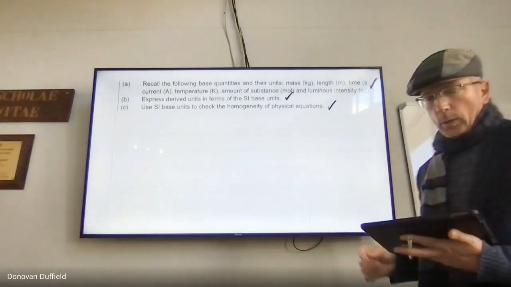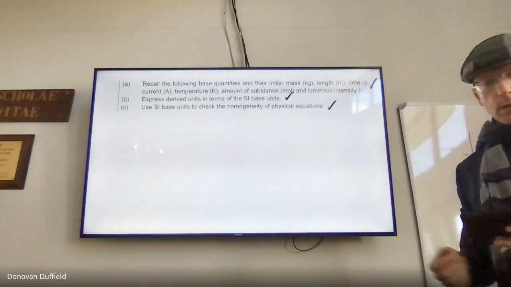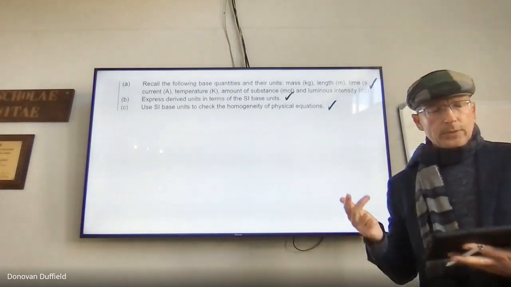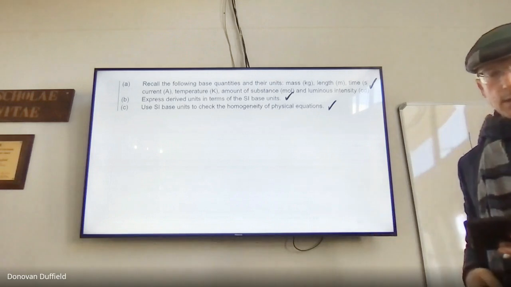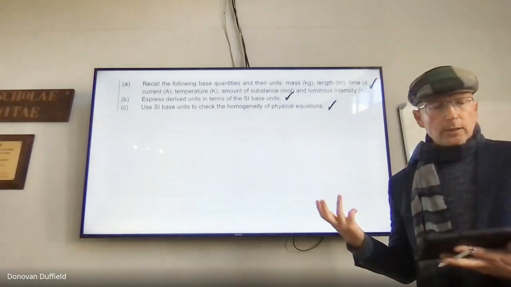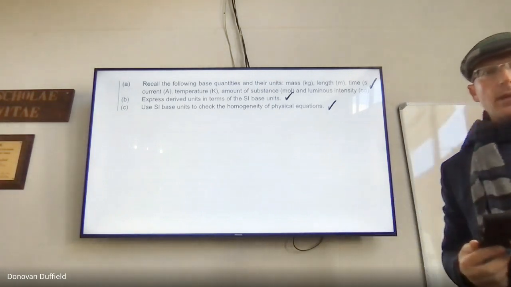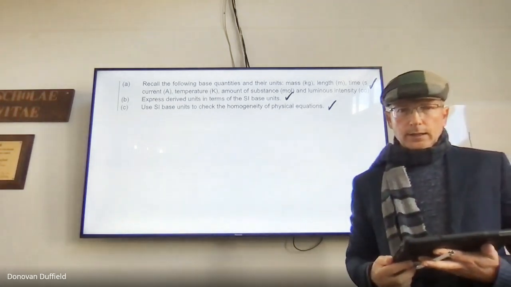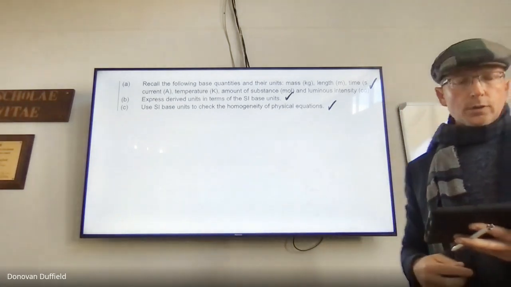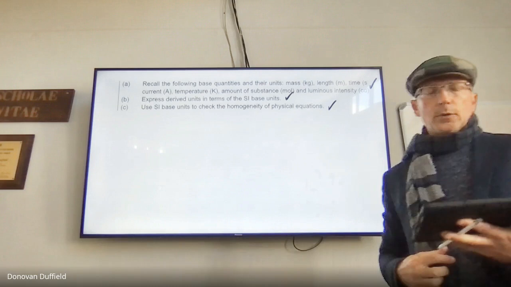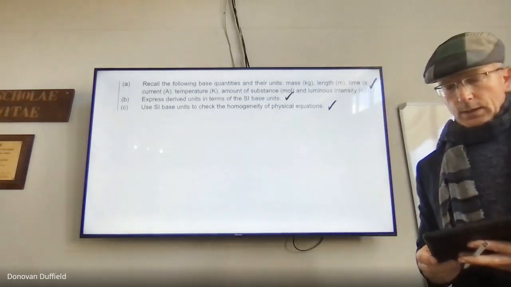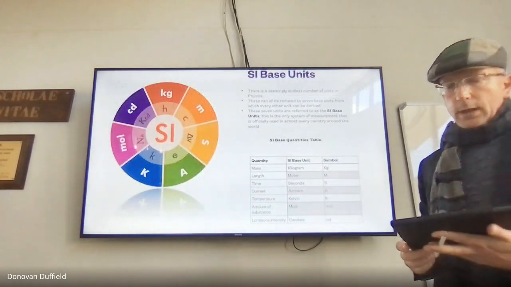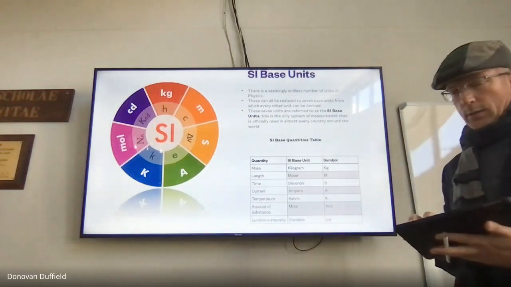Recall the following base quantities and their units, namely mass, length, time, current, temperature, amount of substance, and luminous intensity. We're going to express derived units in terms of the SI base units, and then we're going to use SI base units to check the homogeneity of physical equations. So without further ado, let's look at the SI base units.